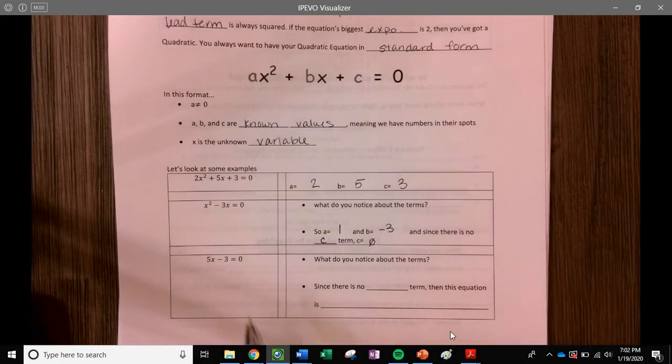Okay, what about this next example? 5x minus 3 equals 0. What do you notice about these terms? Again, we're missing one.